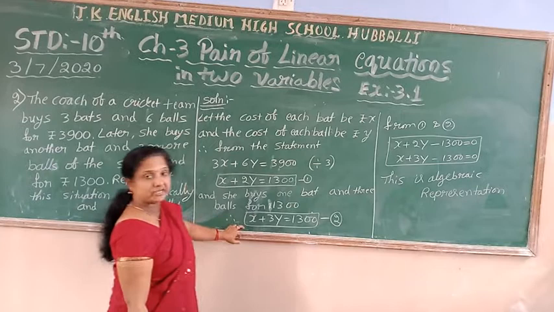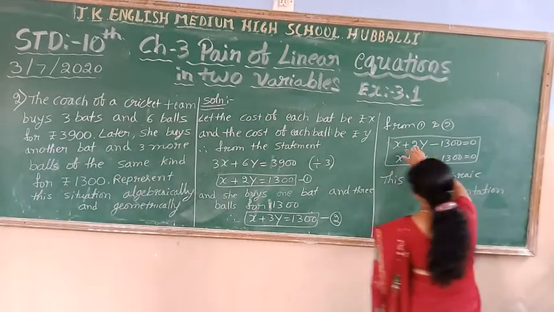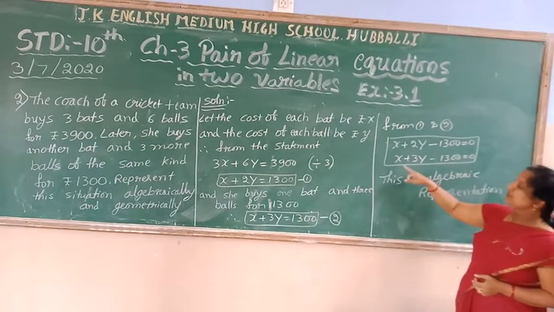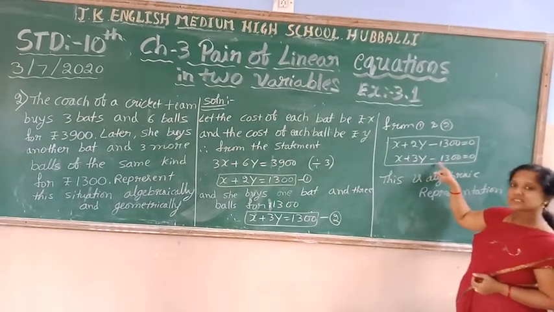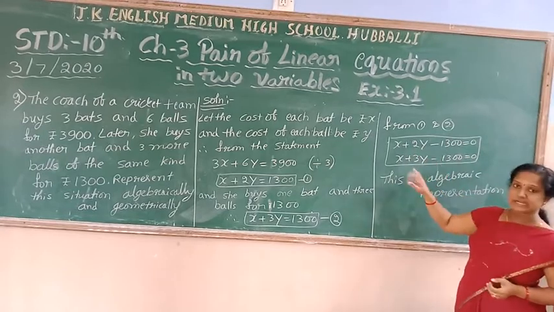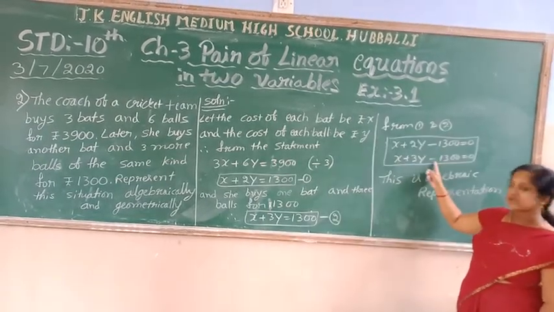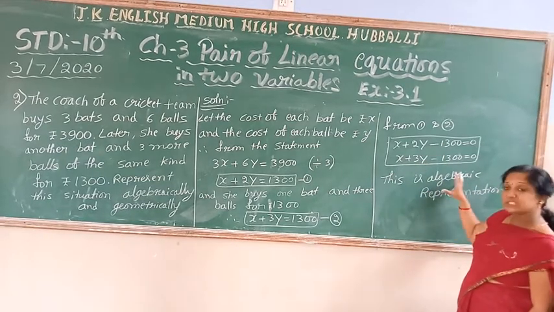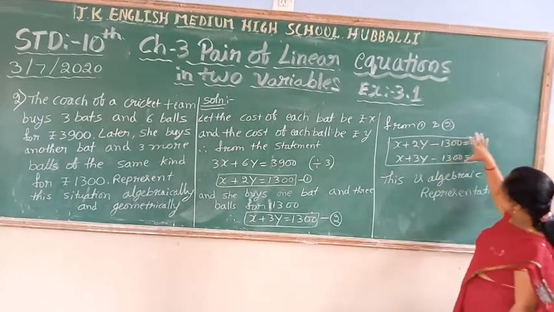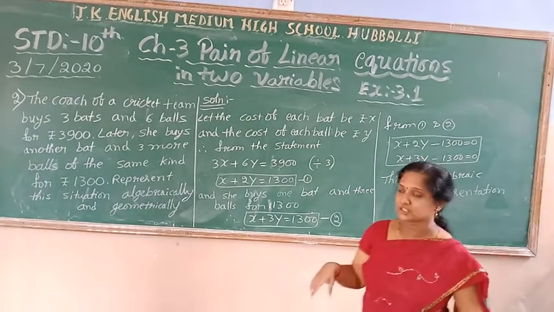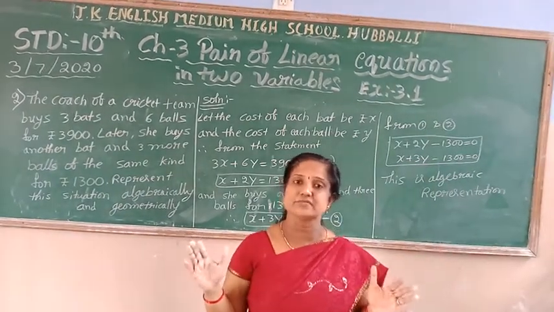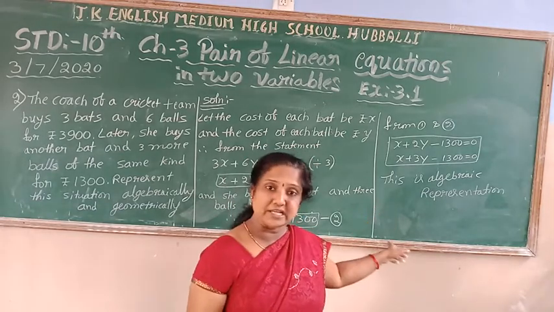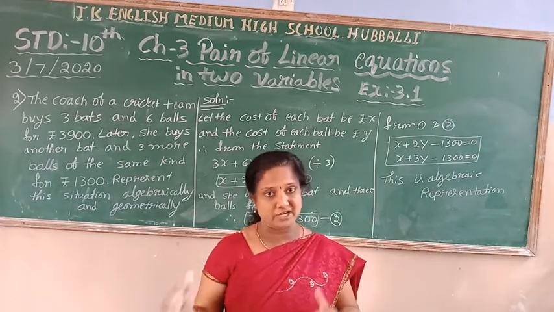Combining these two, if I write it generally in the form a1x plus b1y plus c1 is equal to 0 and a2x plus b2y plus c2 is equal to 0, in that form these are two linear equations in two variables. This is the algebraic representation. In this question they asked us to represent algebraically and graphically. We represented algebraically; now I am going to represent graphically also.